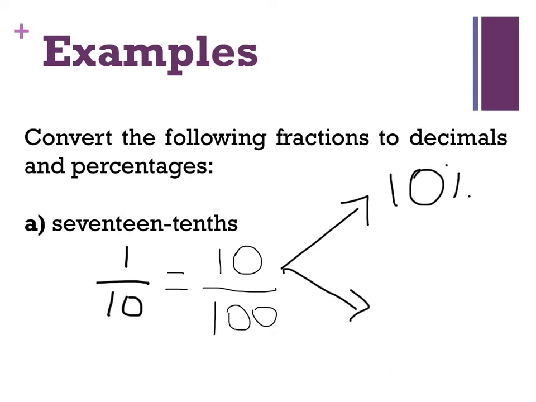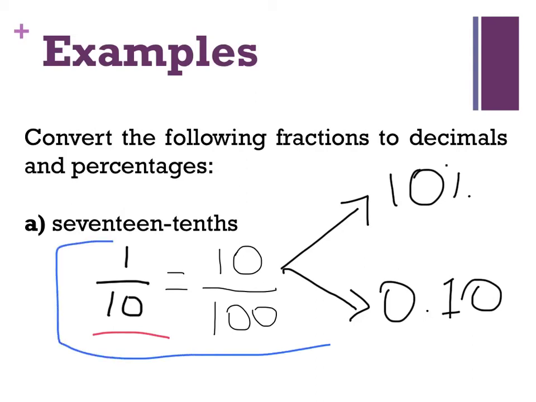What's that as a decimal? Okay, well I've got 0 in my units, 0 in my tenths, and then one more place value along, I've got 1. Okay, so the way I represent that is 0.10. Now that's 1/10. How many tenths did I need? I needed 17 tenths, okay?